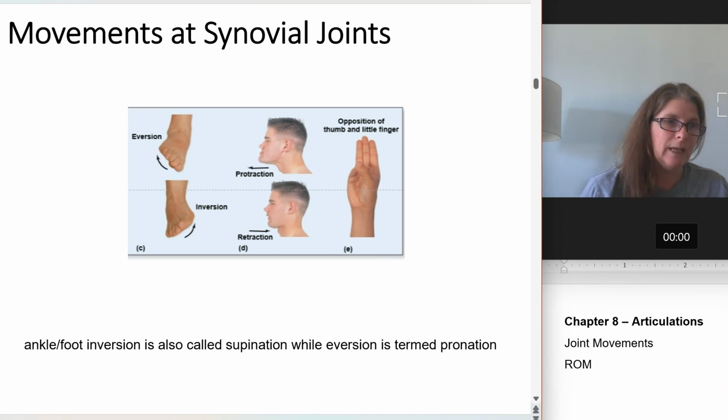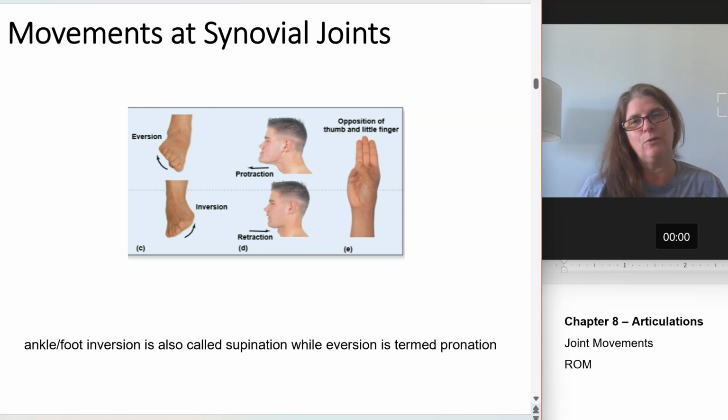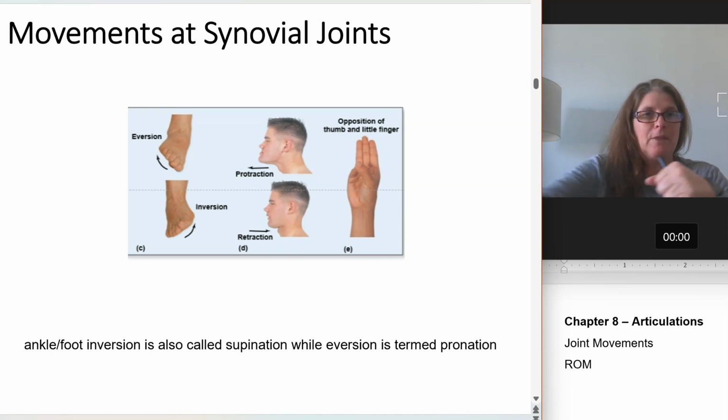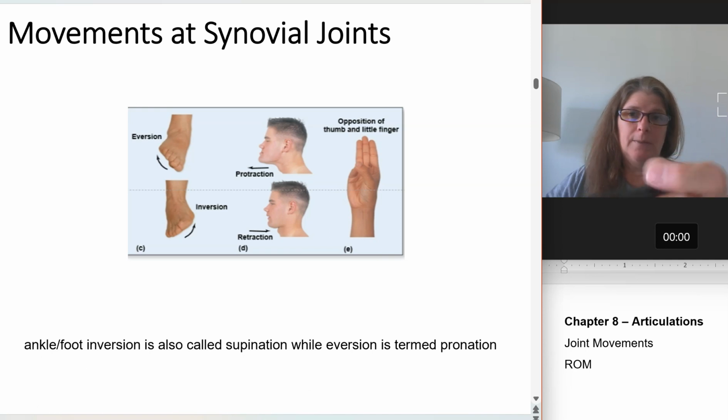So other movements that we'll see at synovial joints are inversion and eversion, and we're only looking at these in two places. We're going to look at the jaw, so you can move your jaw. Move it forward, protract, and backwards. And also we did that with the scapula. Remember, you can call it the scapula protraction, retraction, or abduction and adduction. That's up to you. It doesn't matter to me.